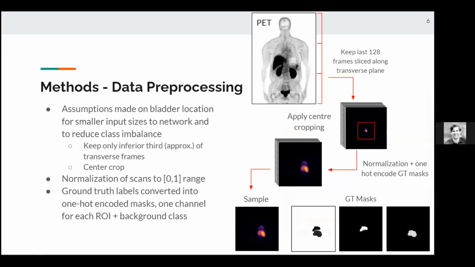Our first step for data preprocessing is we discard 2/3 of the slices in the scan. Additionally, the regions of interest we are concerned with are always located near the center of the transverse frames, so we apply a center crop. To address the overlap issue discussed in the previous slide, we treat ground truth overlap as purely tumor pixels in our labels.